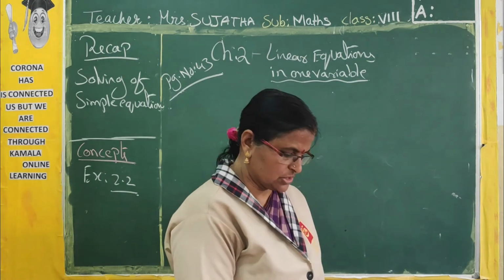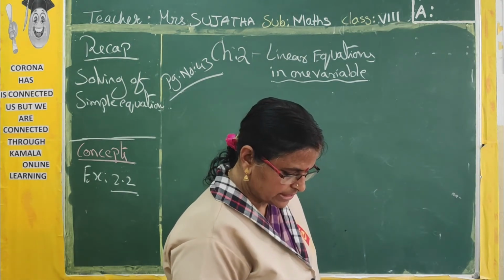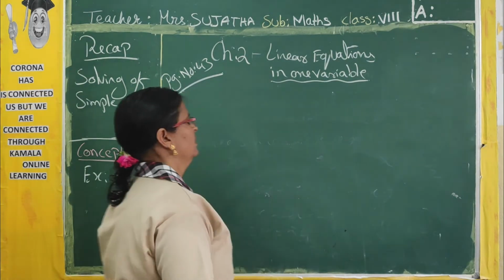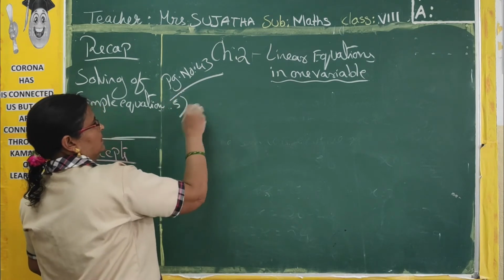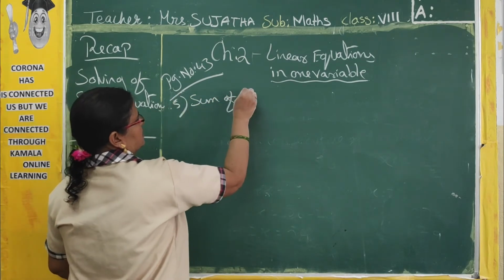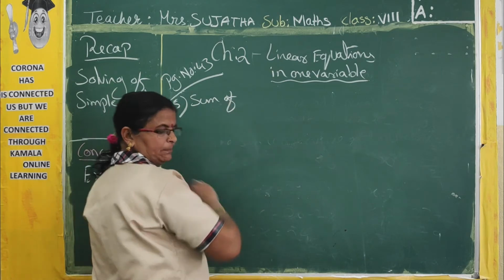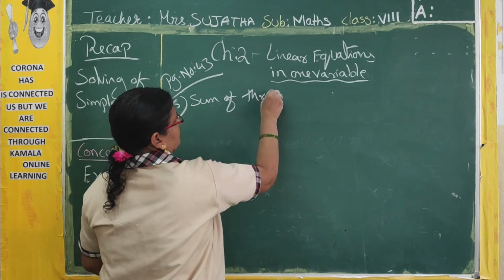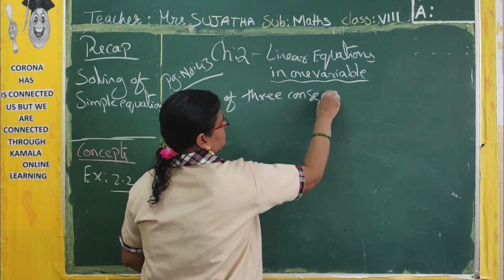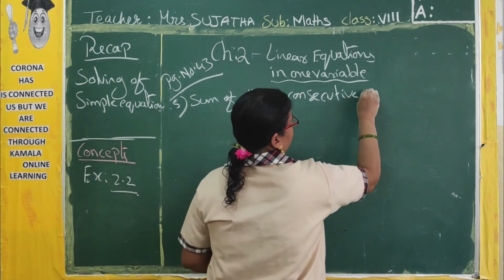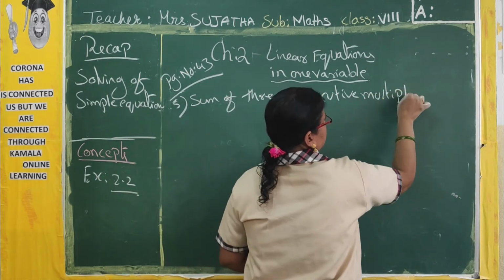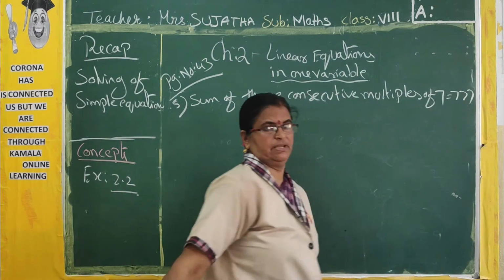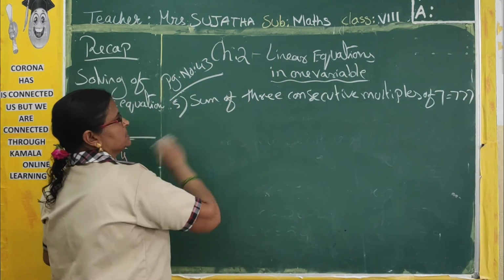Here a hint is also given below, see in your textbook. Three consecutive multiples of 7 are x, x plus 7 and x plus 14. So what is given right now? Sum of three consecutive multiples of 7 is equal to 777. That is given.